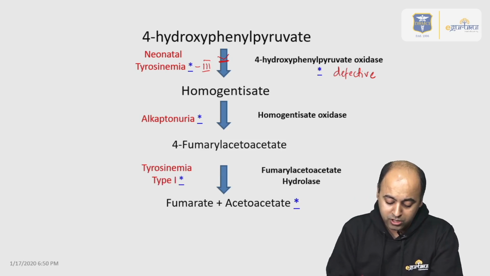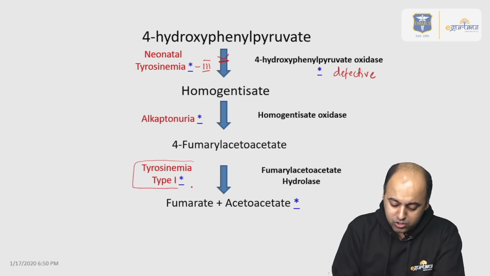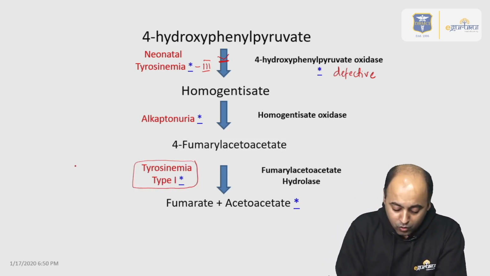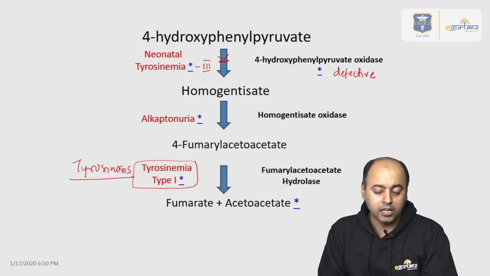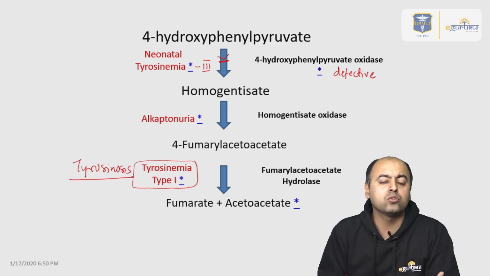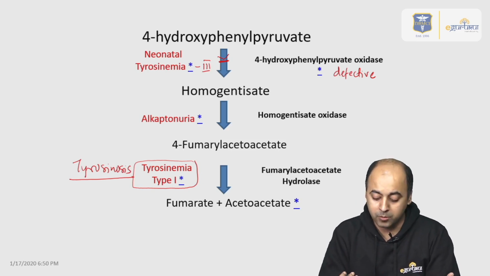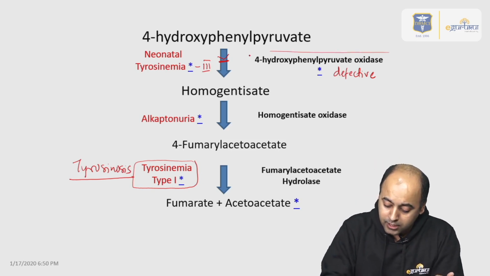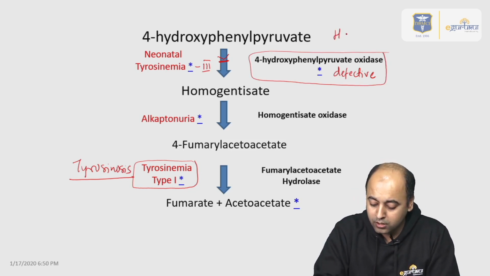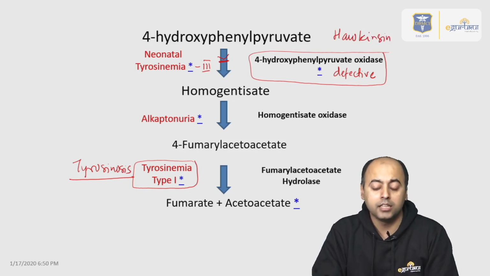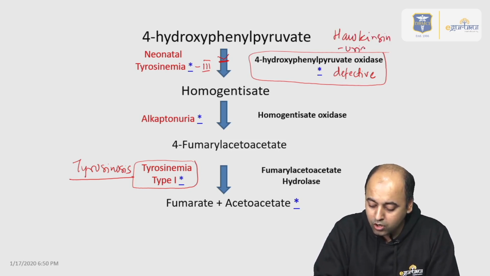Deficiency gives rise to the tyrosinemia type 1, which is the most severe type of tyrosinemia, also known as tyrosinosis. Right? And here the liver and kidney are affected, so it is also known as the hepatorenal tyrosinemia. The defect in the enzyme gives rise to an intermediate called Hawkinsin, and the condition is known as Hawkinsinuria.